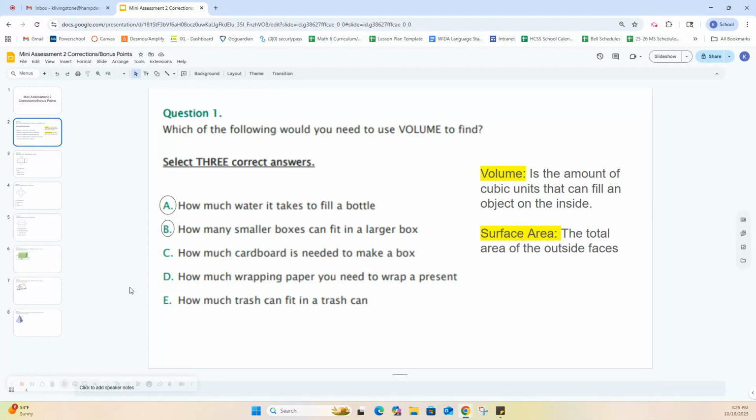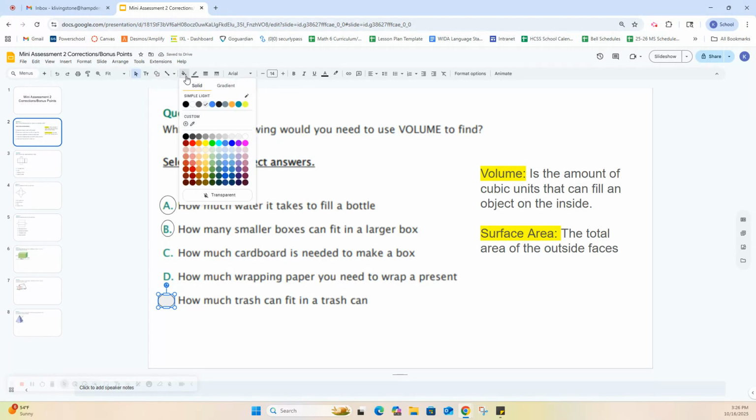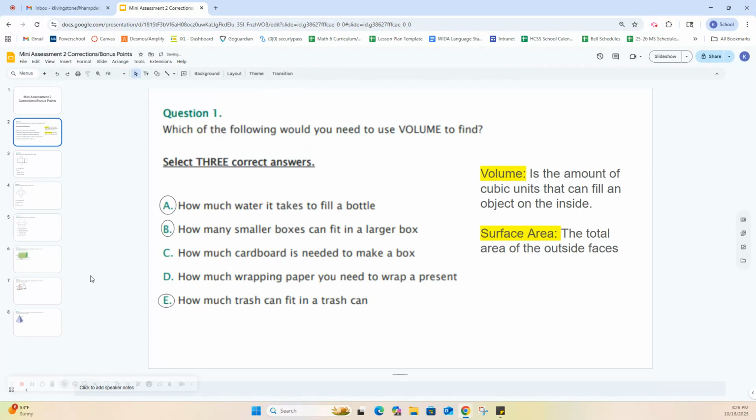For D, how much wrapping paper do you need to wrap a present? That would also be surface area because wrapping paper is the outside. You wrap the outside of a box. You're not filling the box inside with wrapping paper. And option E, how much trash can fit in a trash can? That is also volume because we are talking about filling the inside. All right, let's move on.